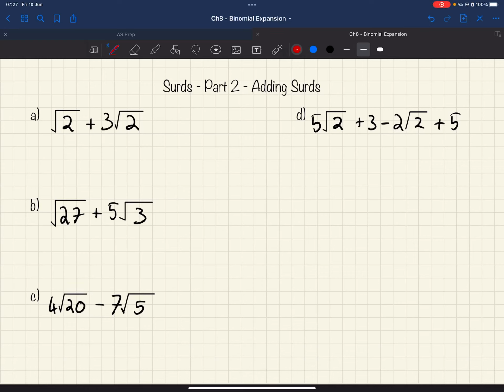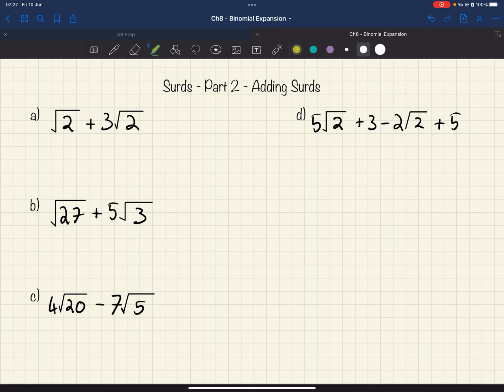In today's session, we're going to look at surds and adding surds now. So in the previous session, we looked at simplifying. Now we're going to be adding, and it's really important that we realise when we're adding, we can't introduce new surds or anything like that because that's a multiplicative relationship.